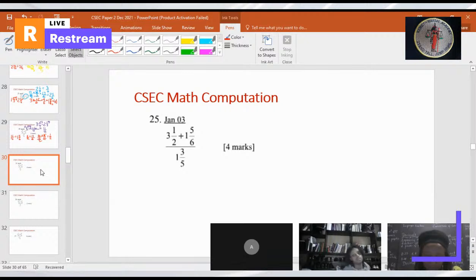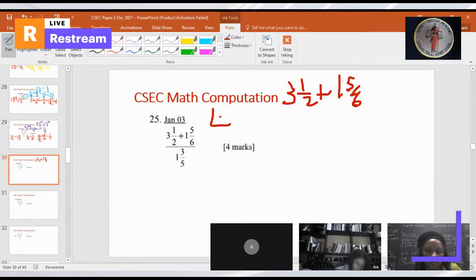Okay, miss. So first we're going to do 3 and 1 over 2 plus 1 and 5 over 6. All right. So let me write it back. 3 and 1 over 2 plus 1 and 5 over 6. Yes, miss. So the first thing we're going to do is add the whole numbers. So 3 plus 1 gives us 4. And then we're going to add the common fractions. So 1 over 2 plus 5 over 6. And the lowest common multiple for 2 and 6 is 6.